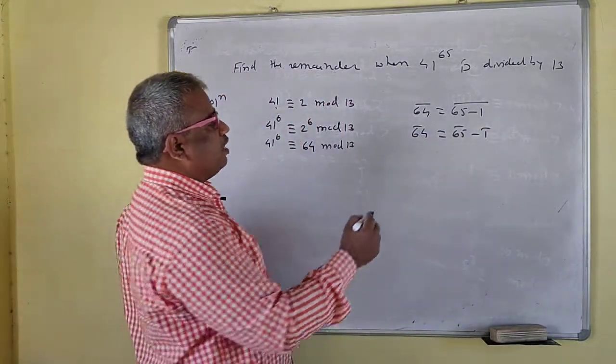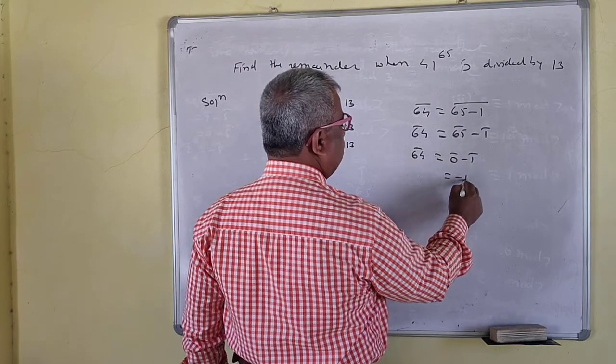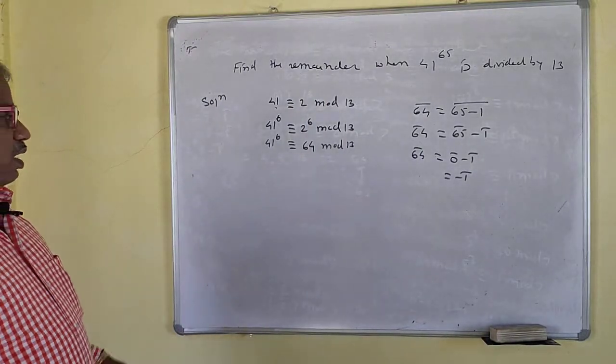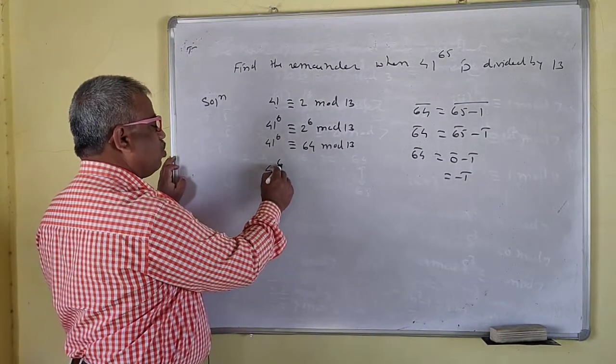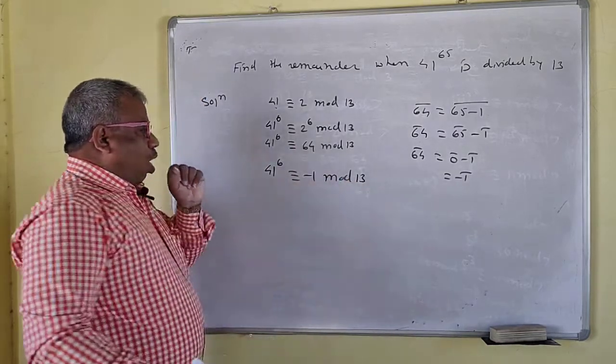But 65 bar is 0 bar now. So 64 bar is 0 bar minus 1 bar, so this is minus 1 bar. That means your 64 bar is the same as minus 1 bar. So I can write 41 to the power 6 is congruent to minus 1 modulo 13.